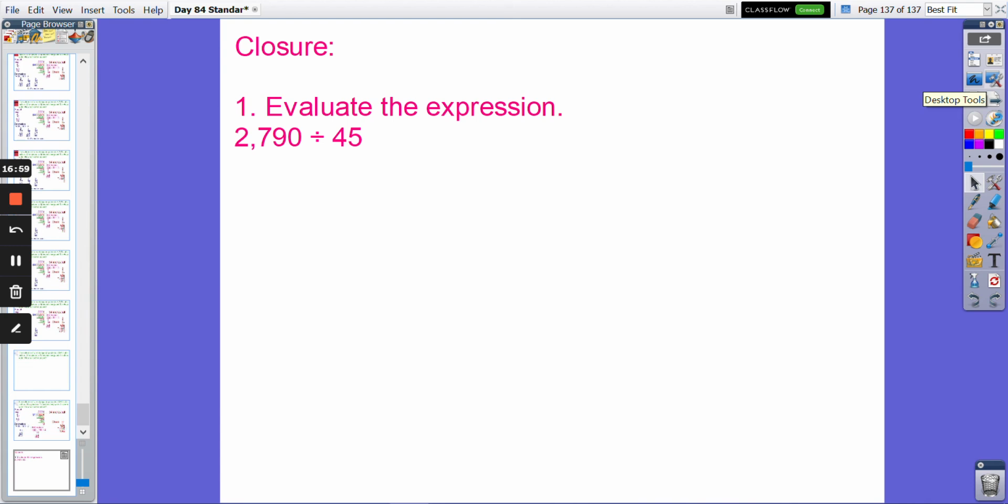Okay, and lastly, on your whiteboard, evaluate the expression 2,790 divided by 45. Okay, you should have gotten 62 as your quotient. All right, make sure you continue on with your problem set and homework.